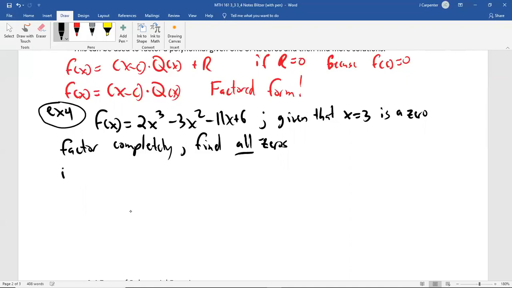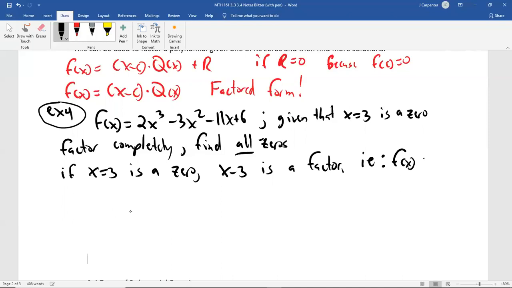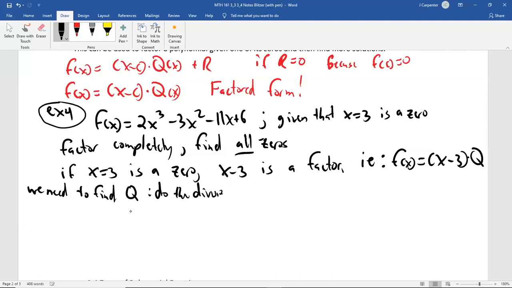So if x equals 3 is a 0, then x minus 3 is a factor. In other words, the function can be rewritten as x minus 3 times some quotient. Again, it doesn't technically matter that I don't have room to write the variable dependency. It just says that our function is x minus 3 times a quotient. But we don't know what the quotient is. Well, we can find it by dividing by x minus 3. So we need to find q. Do the division. So we're going to take f of x and divide it by x minus 3. We divide by the factor. We're dividing out the factor to see what it would end up being.